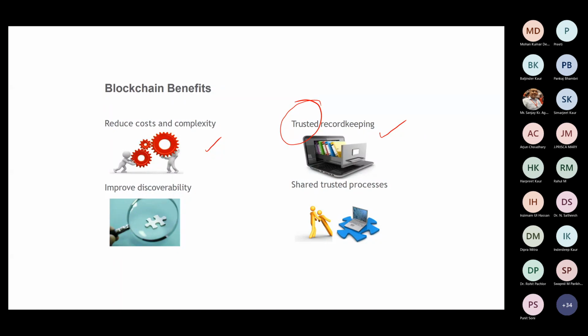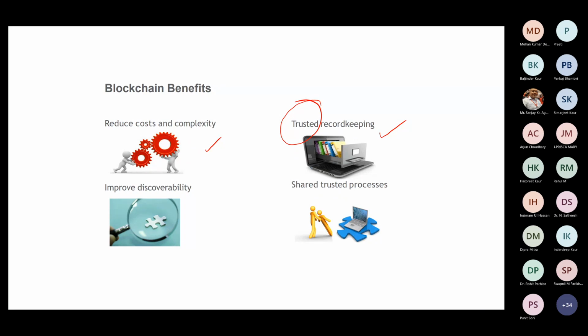Then it will also improve discoverability. Discoverability means that we will be able to identify which particular node is used to transfer, or which particular record is to be fetched from a particular node. That should also be taken care of with the help of blockchain technology. So all of these facilities are provided with the help of blockchain technology, and these can be said to be the key benefits of using blockchain technology.